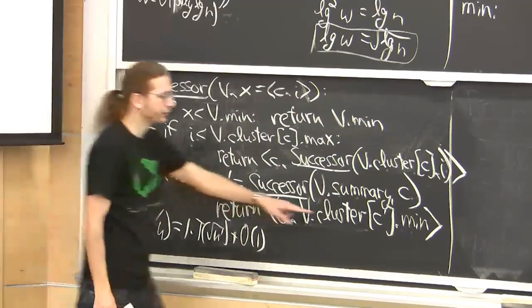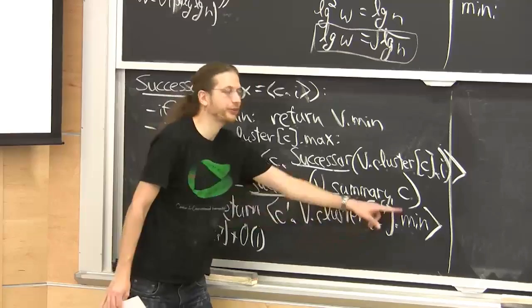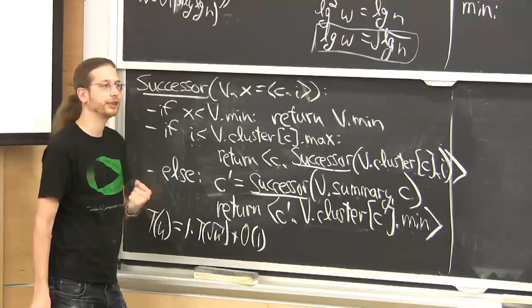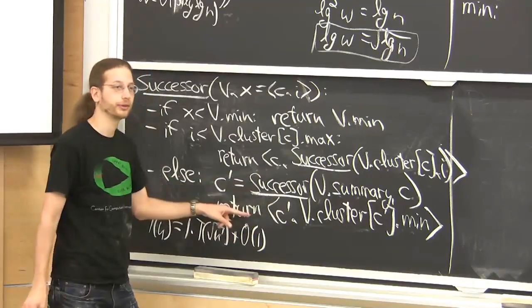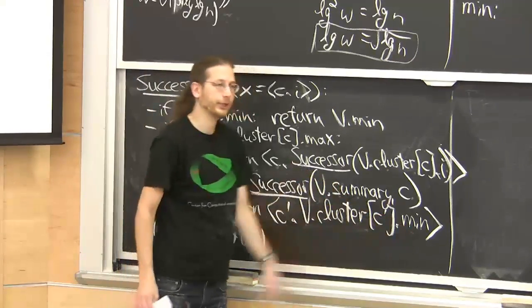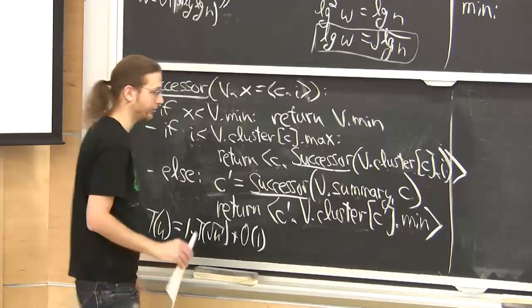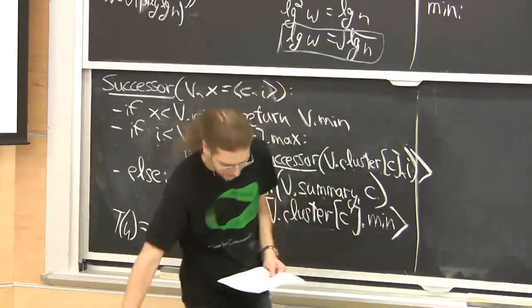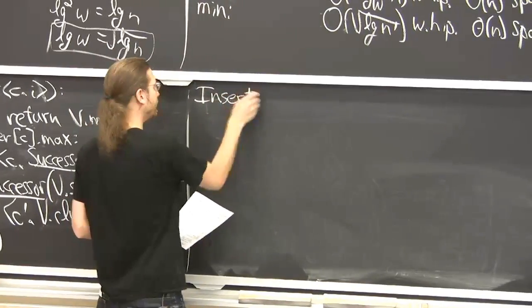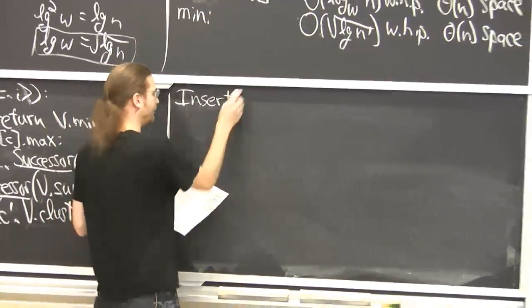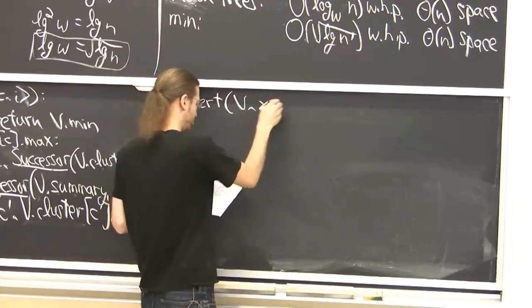So the slight cleverness here is that we use the min here. This could have been a successor operation with minus infinity as the query, but that would be 2 recursions. We can only afford 1. Fortunately, it's the min item that we need. So we're done with successor. That was the easy one. Insert is slightly harder. Delete is just slightly messier. It's basically the same as insert.